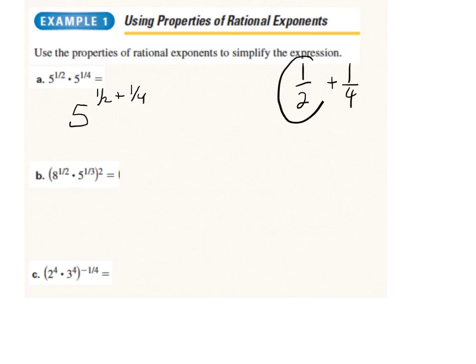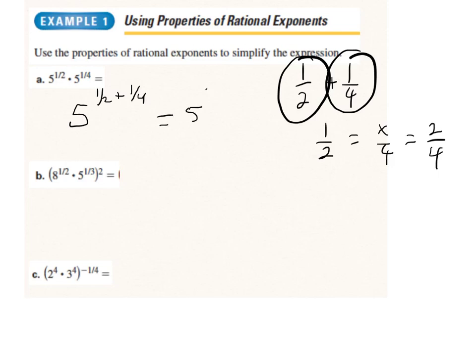So we need to change this 1/2 in terms of fourths. So 1 over 2, let me erase that x. 1/2 equals x over 4, which equals 2 over 4. So you end up with 5 to the 2/4 plus 1/4, so you get 5 to the 3/4 for your answer. Alright, the rule doesn't change just because we have fractions.